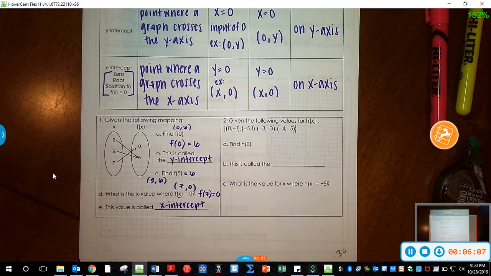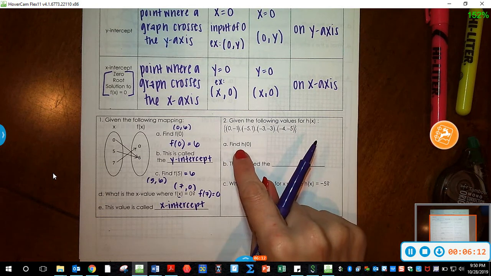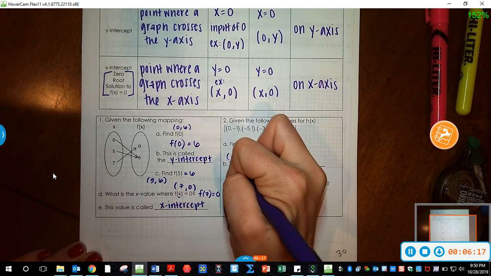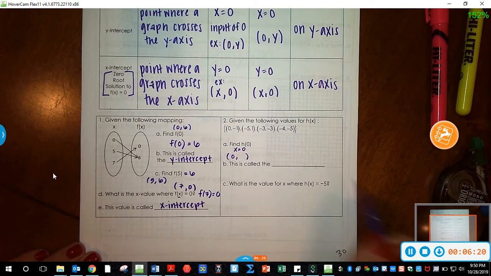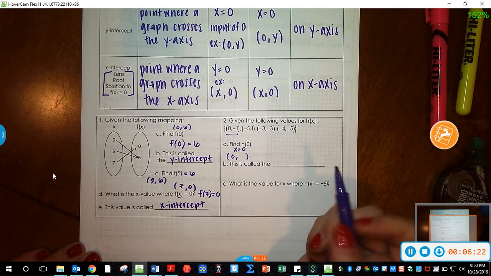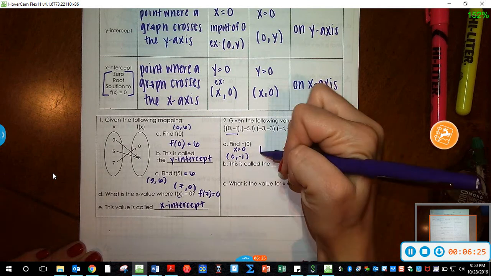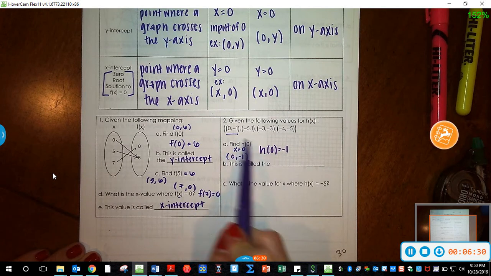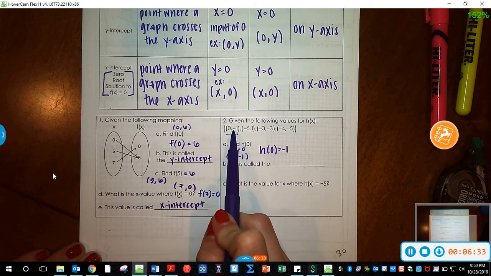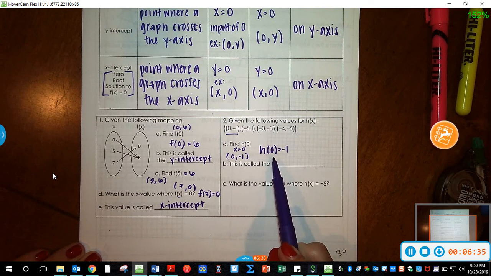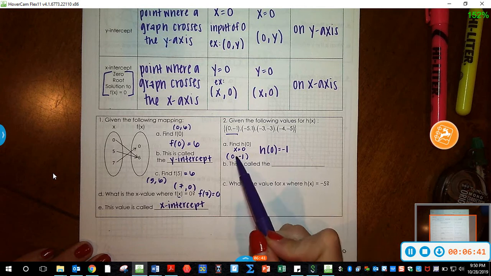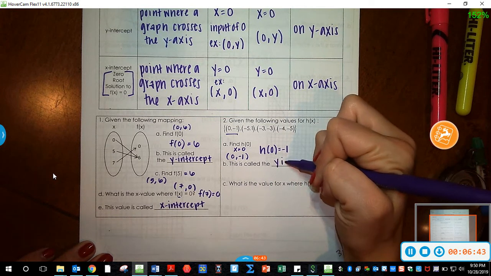Let's try another, but now when looking at ordered pairs. So find h of 0. This again is saying x equals 0. So I look here, -1. So h of 0 equals -1. And remember, these are the same thing. This is just an ordered pair. This is just function form. This tells us what function h we're using. Because my x is 0, this is my y-intercept.